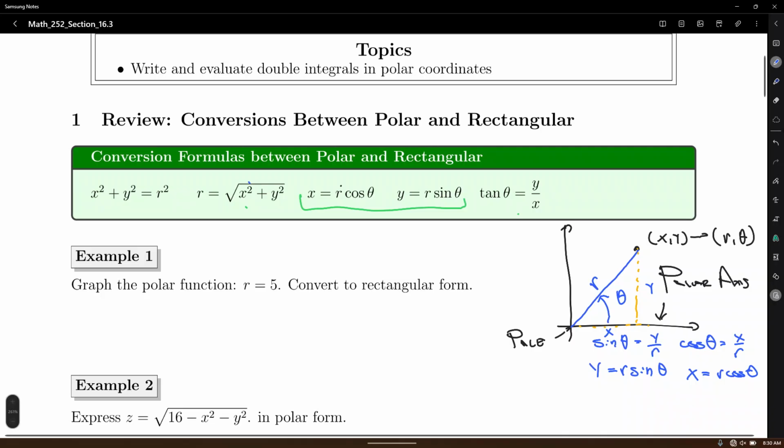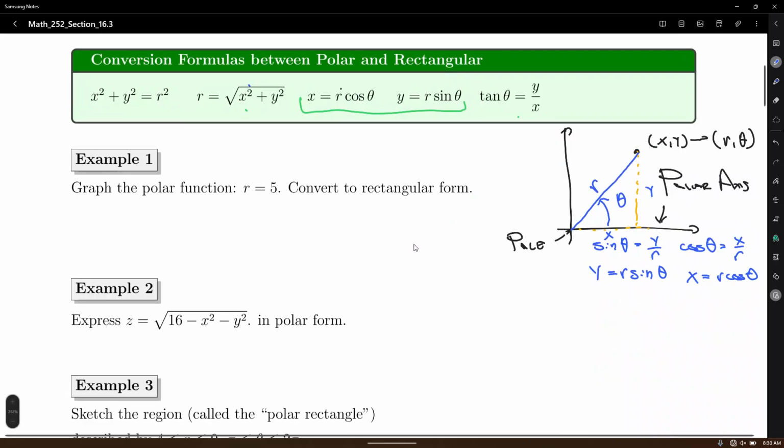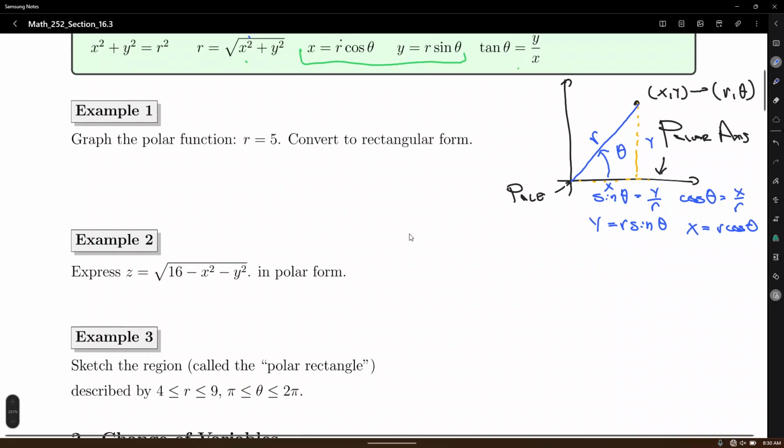graph polar equations, which are typically going to look simpler, or different in terms of the variables we use. We're no longer going to see x's and y's. We're going to see r's and thetas for polar, and then for cylindrical, r, theta, and then z. You'll see about that later. Okay, graph the polar function r equals 5, and then convert to rectangular form.